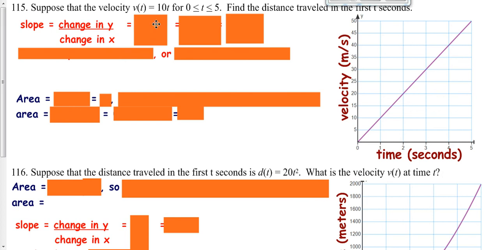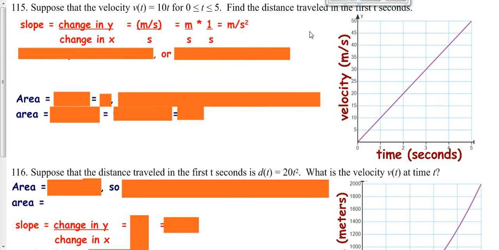Your y's have units of meters per second. Units of your x's is seconds. So then we have meters per second. Instead of dividing by s, you can multiply by the reciprocal, which is 1 over s. So we multiply the top, multiply the bottom, we get meters per second squared. So our slope of this is going to be telling us acceleration, because meters per second squared is acceleration.